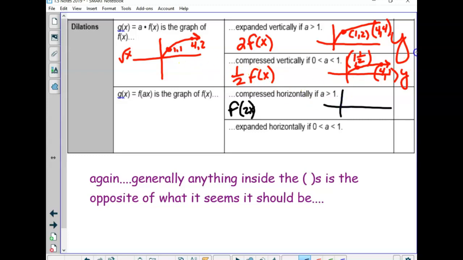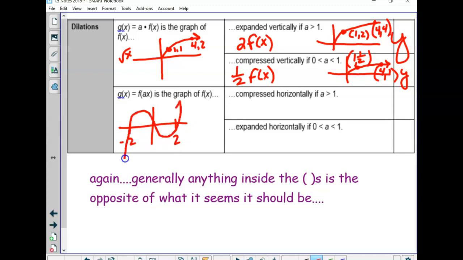It's not really a good example. Let's do this as our parent function, okay? Let's say we had something that was crossing at -2 and +2 out here, so it was doing this shape. If it's compressed, f of 2x, it is compressed horizontally. It will do the same shape, but it will do it crossing at -1 and +1.